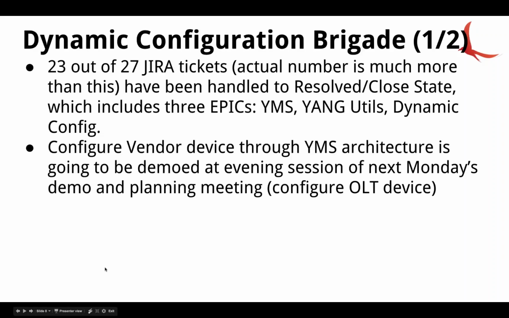Dynamic configuration. So out of the 27 Jira tickets that we had planned for the sprint, 23 have been moved to resolved or closed state. The tickets were under 3 epics: YMS, Yang utils, and dynamic config. The remaining 4 are being actively worked on. Apart from those, we had a few tickets that were planned for last sprint, were under review and are now closed. For a demo, configuring a vendor device through YMS will be demonstrated during the next sprint demo in the evening session. Next slide, please.